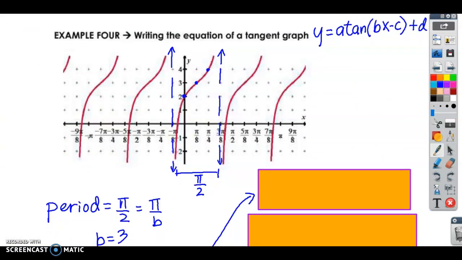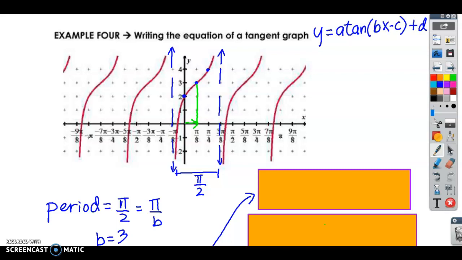So now we'll go into the equation of a tangent. Okay. So first thing I notice is we do have a phase shift. So it looks like the phase shift is pi over 8. And then we are going up 1, 2, 3. So our d at the end is 3. Our period is normally pi. In this case, from one asymptote to the next, it's pi over 2.